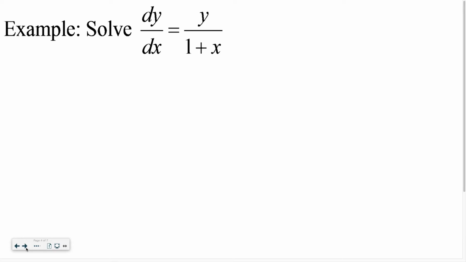Okay, how are we going to separate our variables? Divide the y over and multiply that. Okay, we're going to have to divide the y over. So like 1 over y dy. And then multiply the dx over.